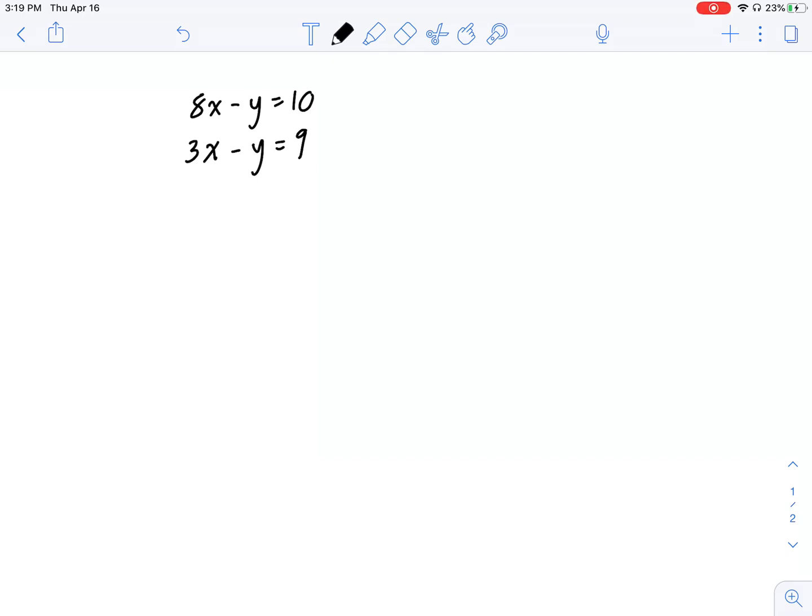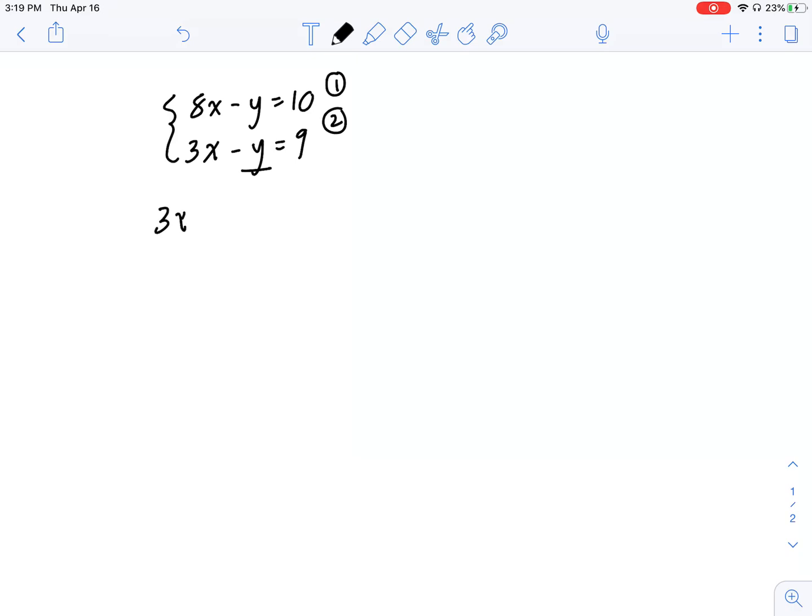So we need to solve this linear equation, but before we do, let's call this equation 1, and equation 2. That gives us our system. Let's start by isolating y in equation 2.